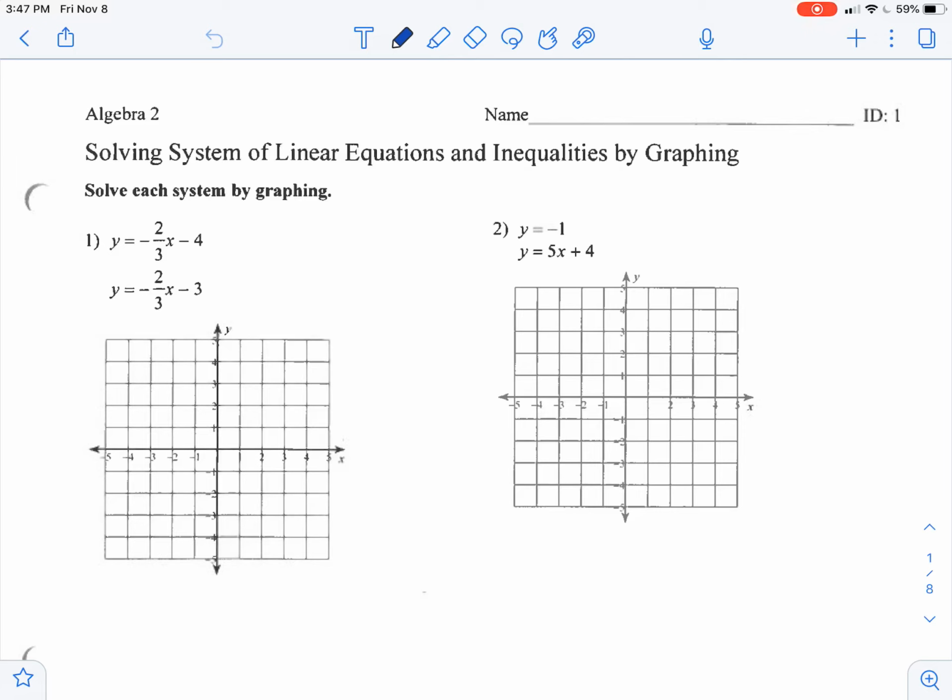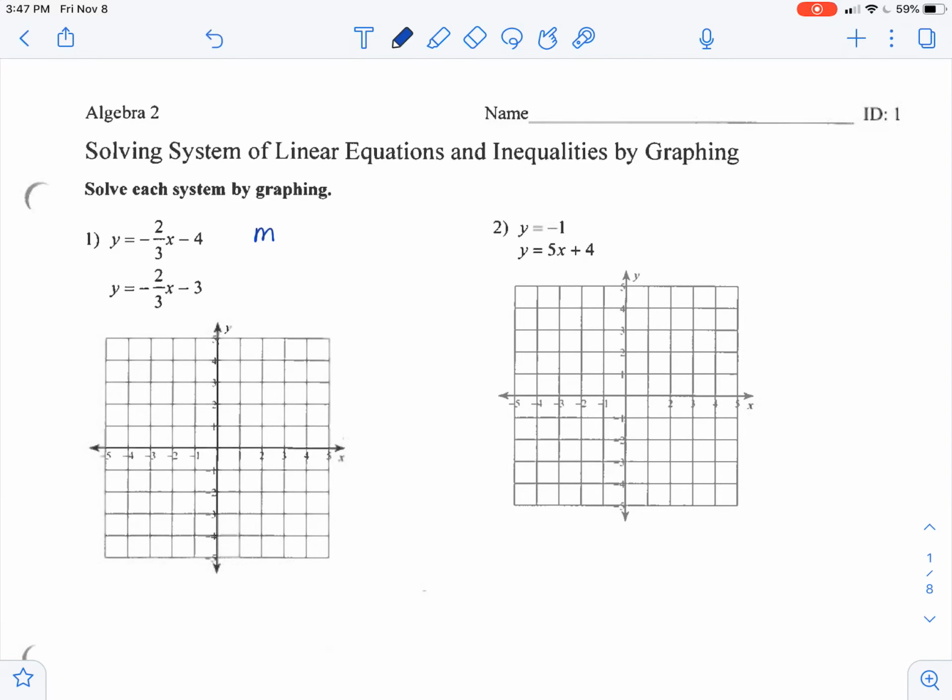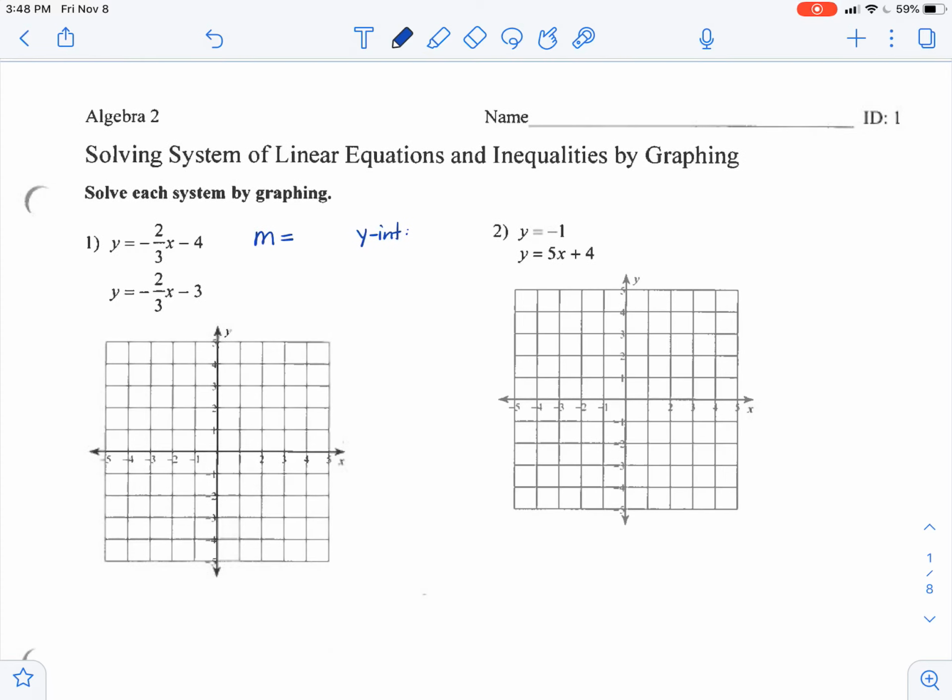First off, we're going to be graphing these in slope-intercept form. One of the first things that you always need to do is to identify your slope and your y-intercept. In this case, your slope is a negative 2/3, and your y-intercept is (0, -4). For the second one, your slope is a negative 2/3, and your y-intercept is -3. Don't forget to write your y-intercept as a point.